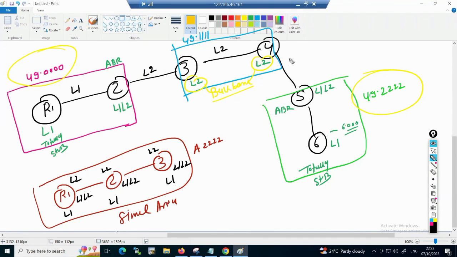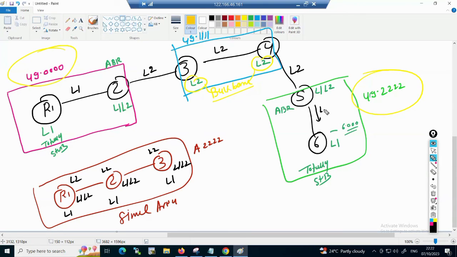Now think about it this way. Router 4 and router 5 are going to send the level 2 hello packet, similar to the concept of routers 2 and 3. Level 2. So this router cannot understand level 1, so the neighborship that comes up there should be level 2.